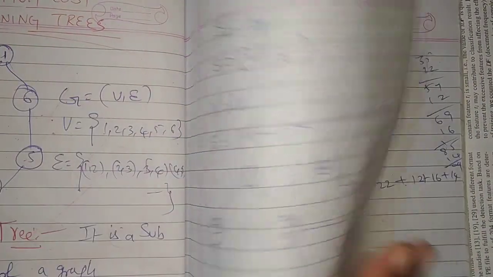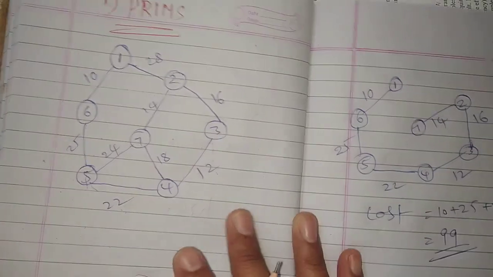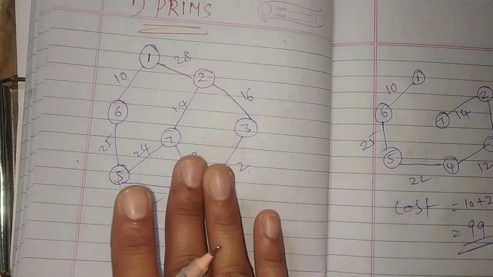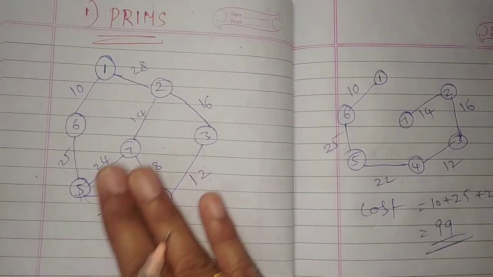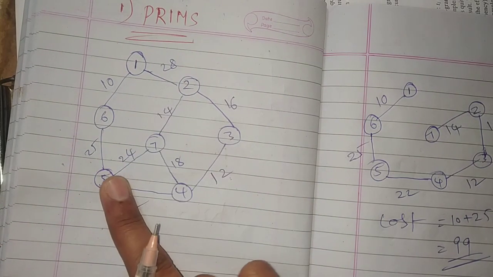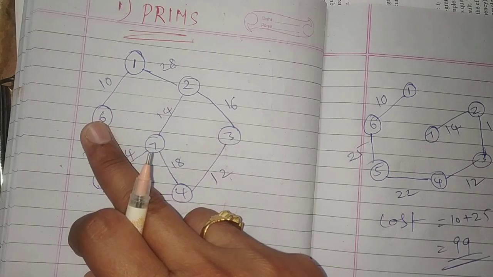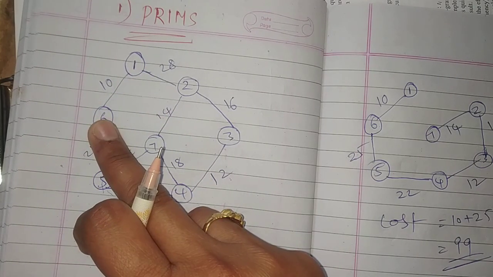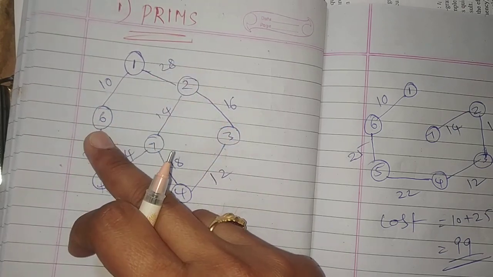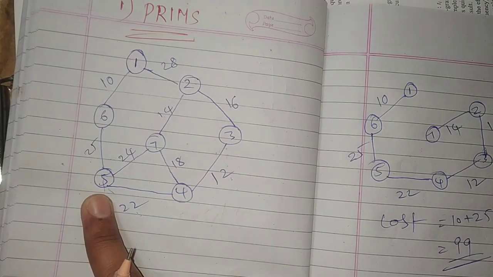Minimum cost spanning tree by using Prim's algorithm. I am repeating how you are going to find it. Simply, by taking the graph, first find the minimum cost edge. So here the minimum cost edge is 1 to 6, that is 10. And again, for the adjacent edges, which is minimum cost? So again 6 to 5 you can get.